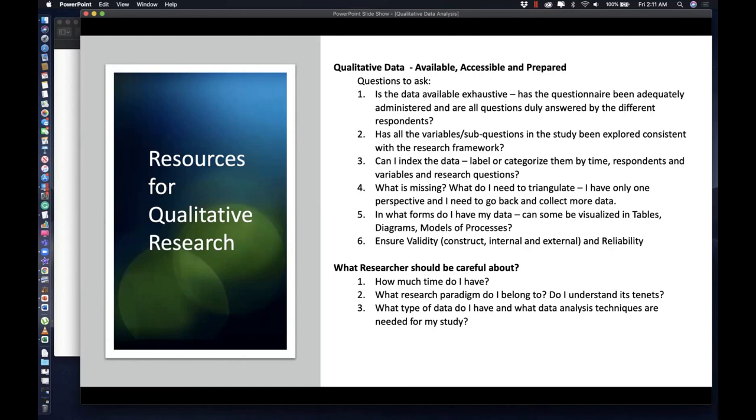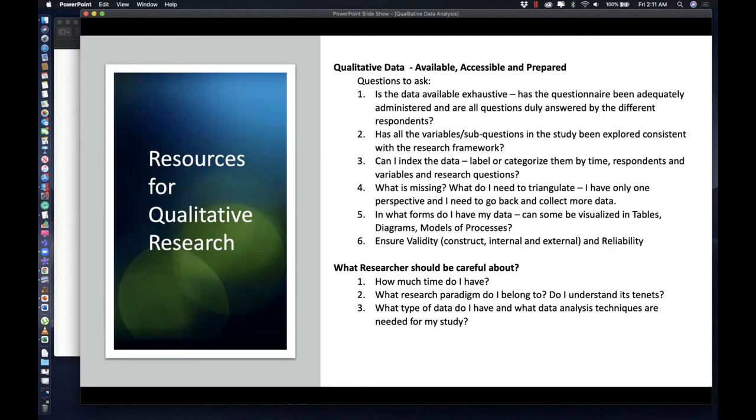Is it just one person's perspective or do I have other people's perspectives on the issue, so that I can know that it's coming from an objective place? I can also get the opportunity of engaging with the data to know that it is clean, it is exhaustive, and it covers almost everything I want to analyze it for. What are all the other variables I would like to use it for in the analysis process? Have all the variables and questions in the study been explored consistent with the framework?